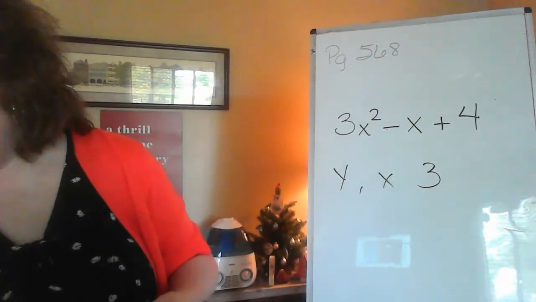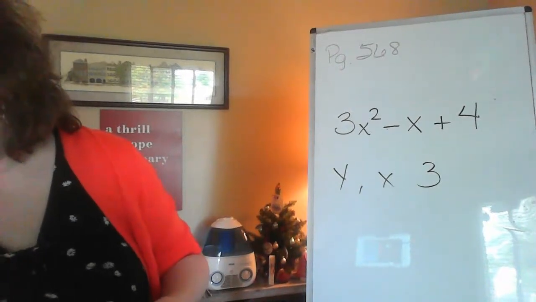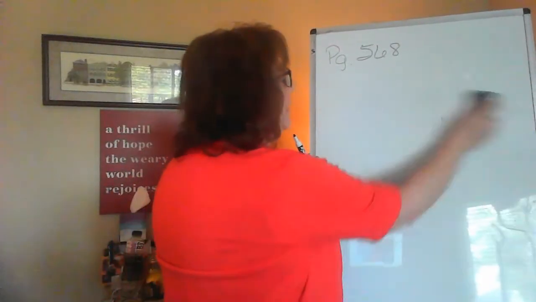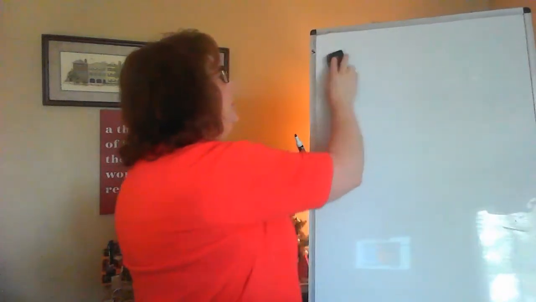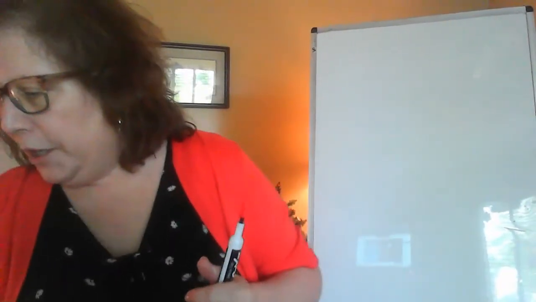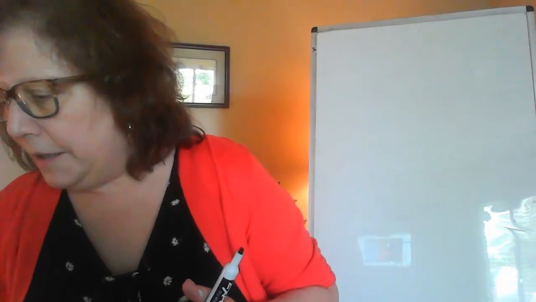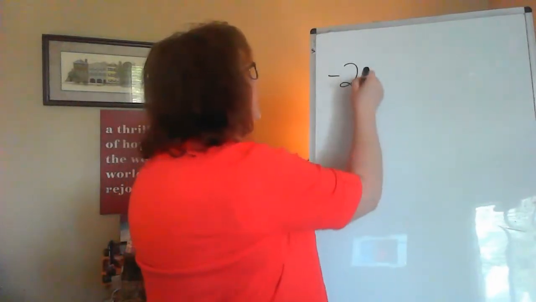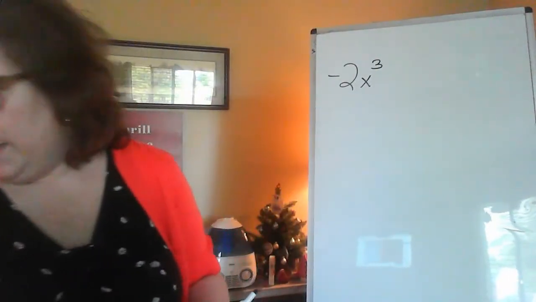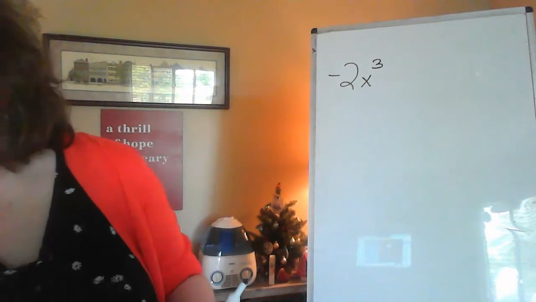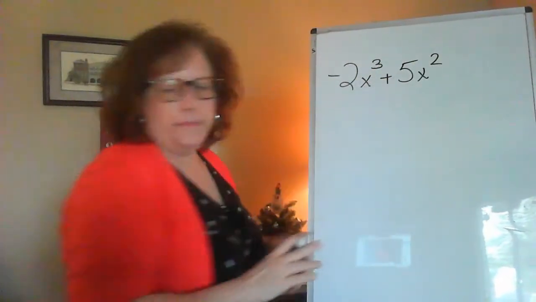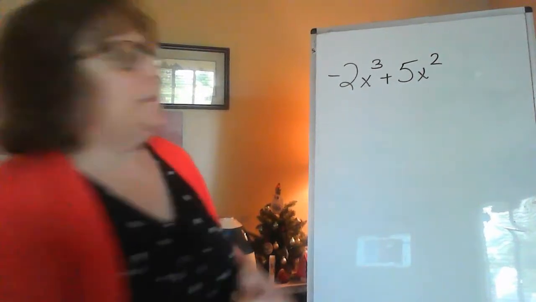All right, let's turn the page, and I want us to take a look at subtracting, because this is where it could trip you up a little bit, because some of you still don't use those negatives correctly. So I want to take a look at example number 4, and we have negative 2x cubed, and I'm going to go ahead and set this horizontally, plus 5x squared minus 4x plus 8.